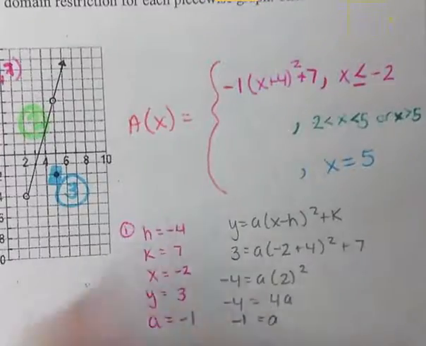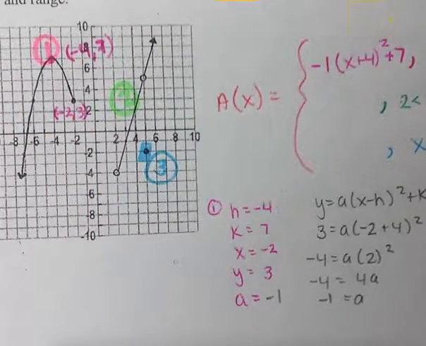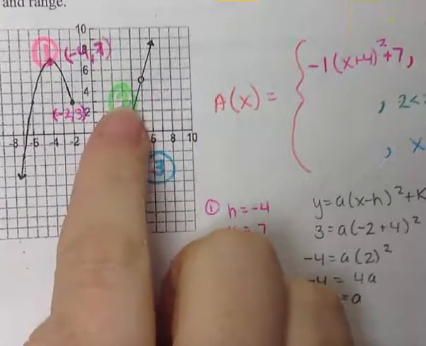So we actually have the equation and the restriction for the pink graph right here. So let's do the equation for the second one.